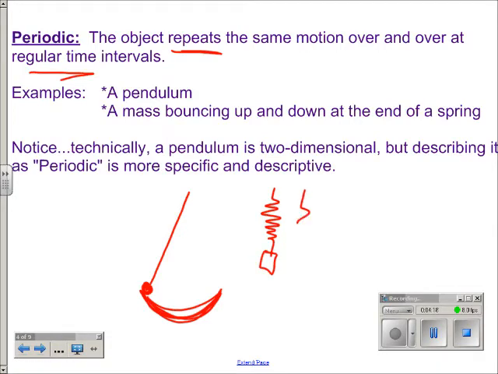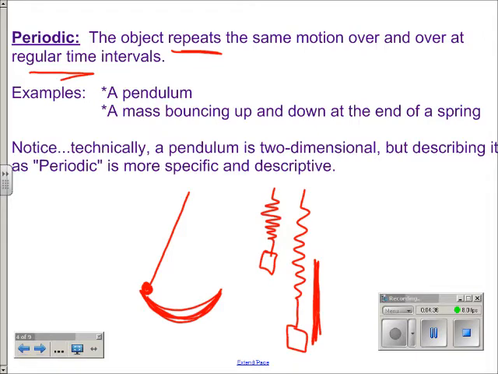If you stretch the spring out and then let it go, the spring will bounce up and down, up and down. Okay, so that's another example of periodic motion. Periodic motion is motion where the object repeats the same motion over and over again.